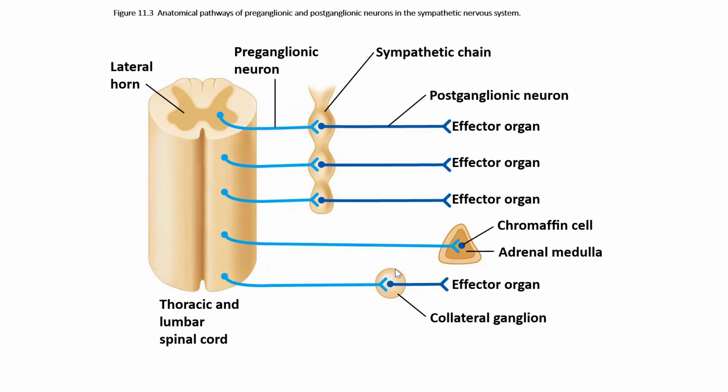And as we can see, these two routes of communication, so the sympathetic chain and the collateral ganglia, are kind of one-to-one communication. So one neuron to another neuron, then to the organ, right? So kind of that local, slower route of communication.